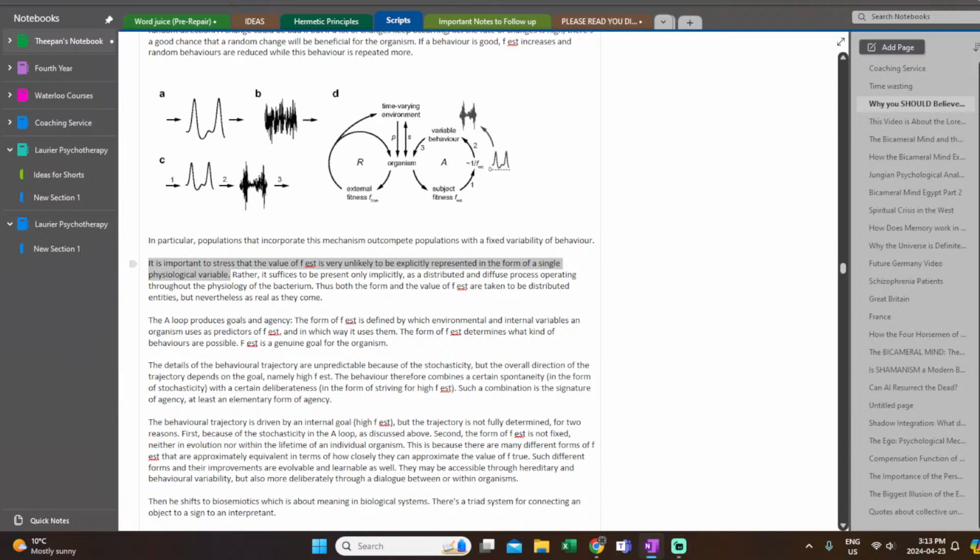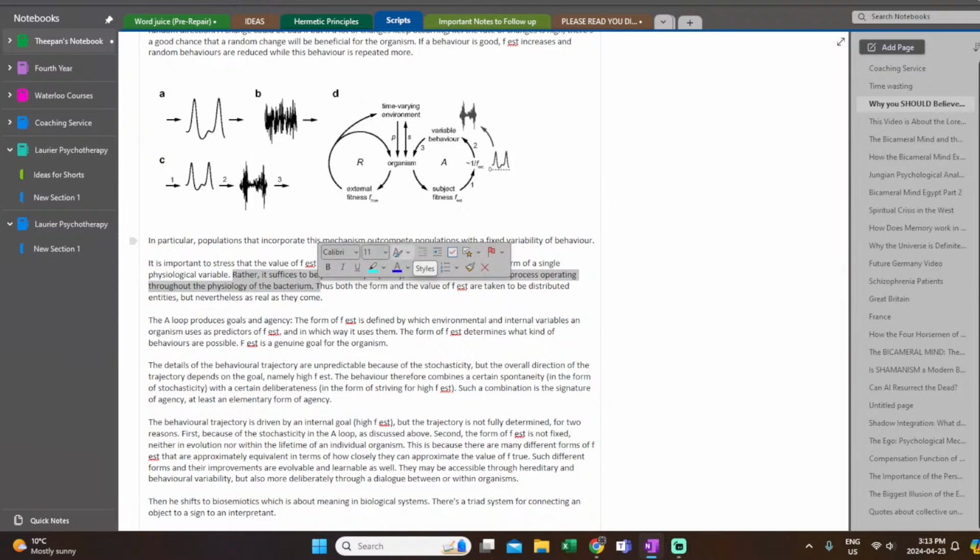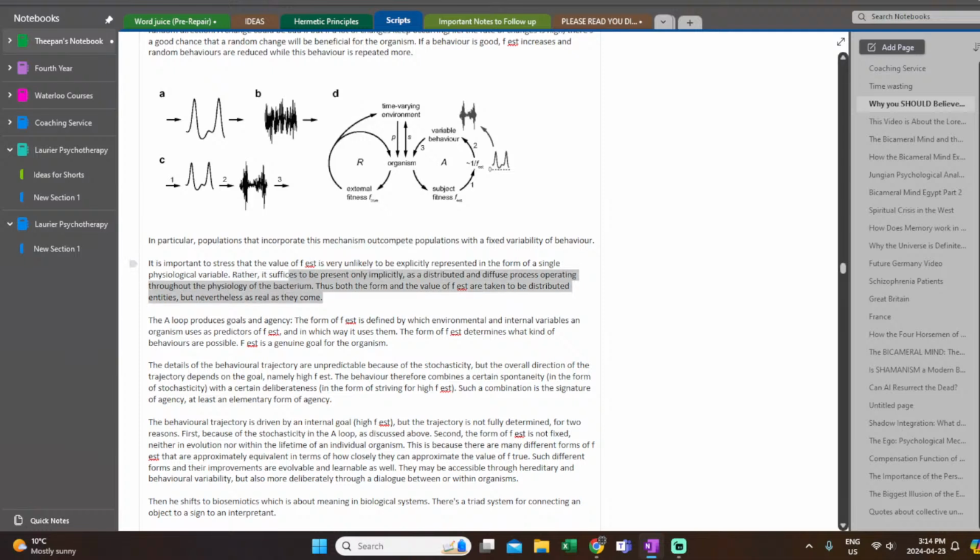Oh yeah, that makes sense. Like the estimate of fitness is probably itself a sophisticated structure. In an analogous manner, you can think of it as being distributed within our neural circuitry. So if you look at your environment, the way it looks is distributed across the neurons in your brain that deal with vision, and so that itself becomes a representation of the external environment. Thus, both the form and the value of F are taken to be distributed entities, but nevertheless as real as they come.